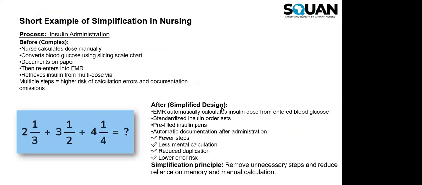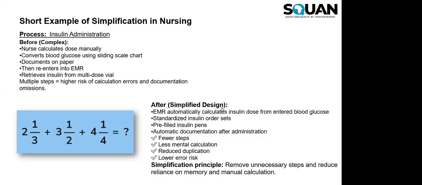And I have an example here as well of simplification, which is the insulin administration, as I said. So before, nurses had to calculate the insulin dose manually. You start saying how many IU, how many this, how many that. And then we convert blood glucose using the sliding scale charts. We document on paper, then we now re-enter into EMR, then we retrieve the insulin from multi-dose vial. Then, again, all of these multiple steps, unnecessary calculations and all.